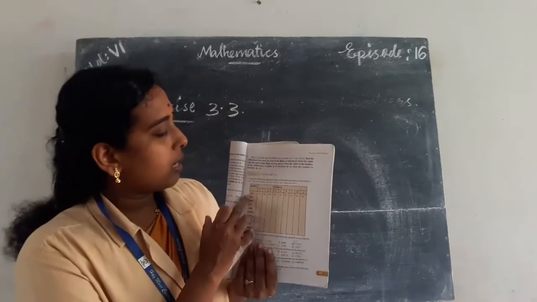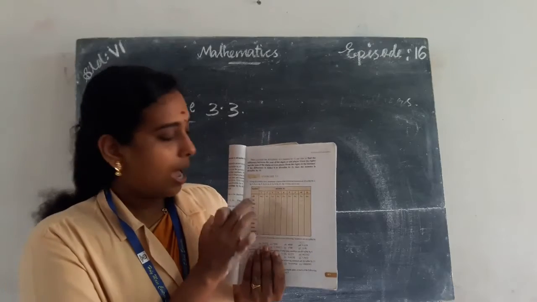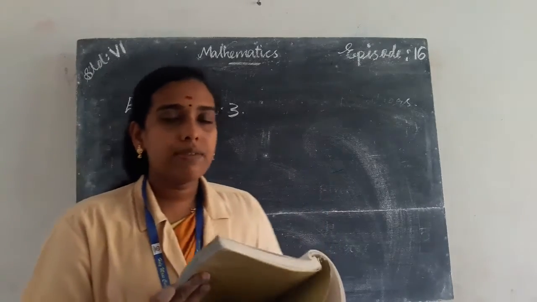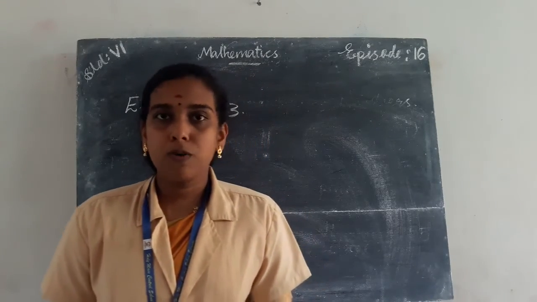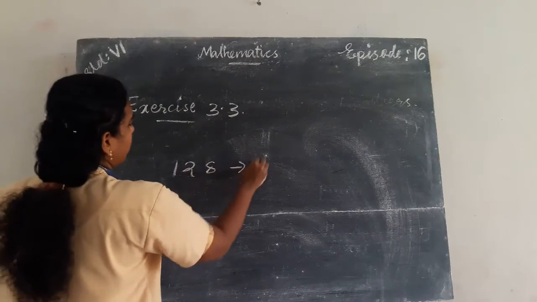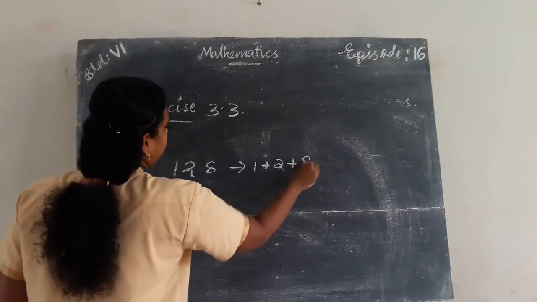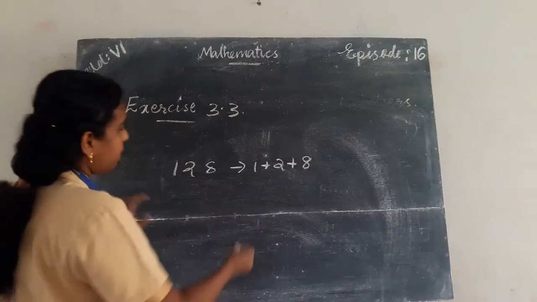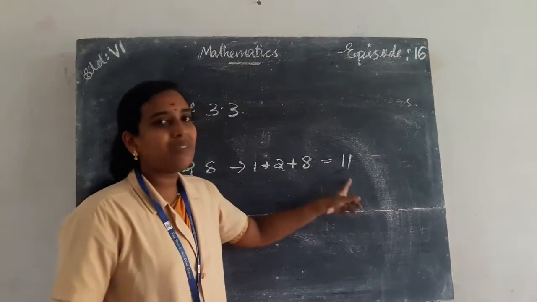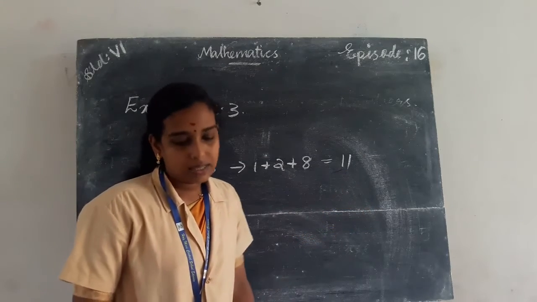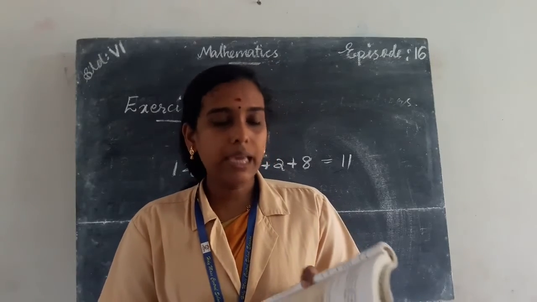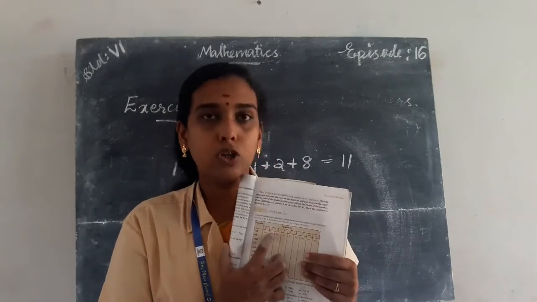Then the next digit is 3. To check the divisibility of 128 by 3, we take the sum of the digits. The sum of the digits is 1 plus 2 plus 8, which is 11. 11 is not a multiple of 3, so we can say that 128 is not divisible by 3. So we can write no.